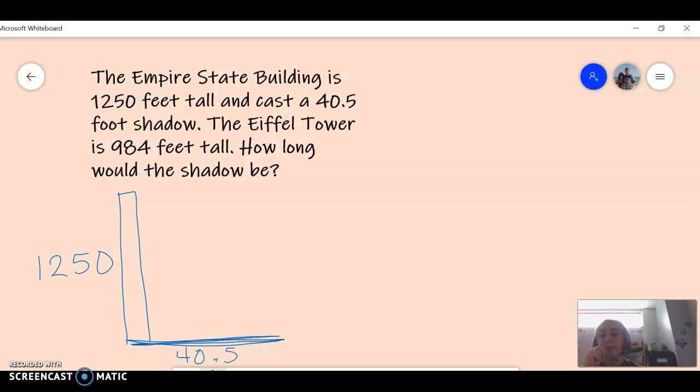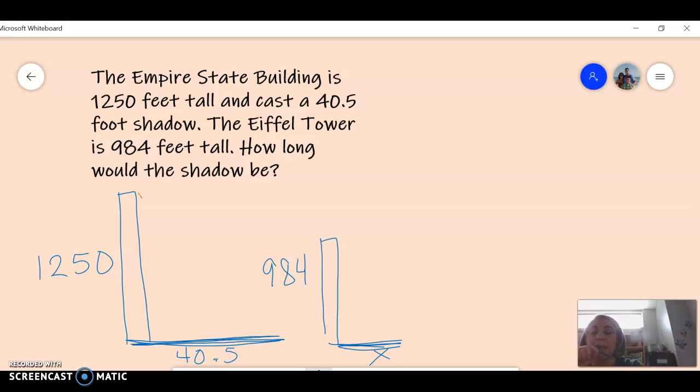Then I have the Eiffel Tower, which is going to be shorter, so I'm going to draw a smaller picture, and it's going to have a shadow. We'll make his shadow shorter because his picture is smaller. I know that it's 984 feet tall, and it's wondering how long the shadow will be. So I'm going to place my X there.